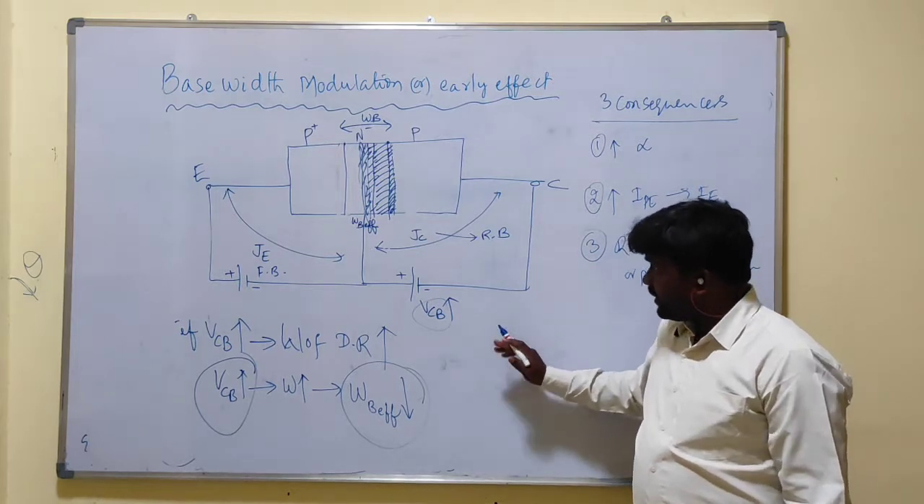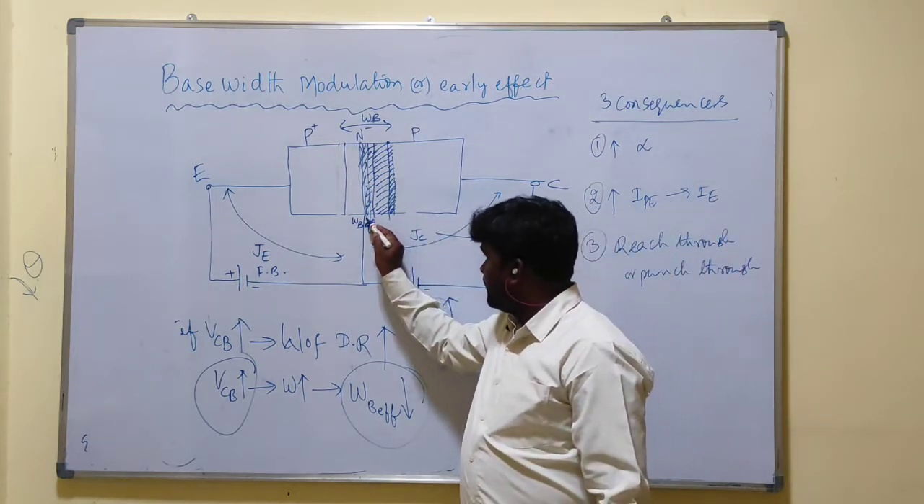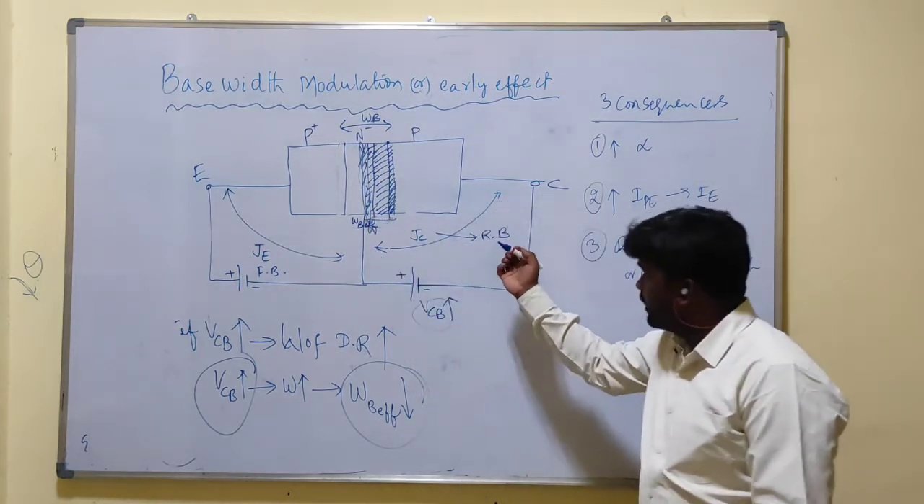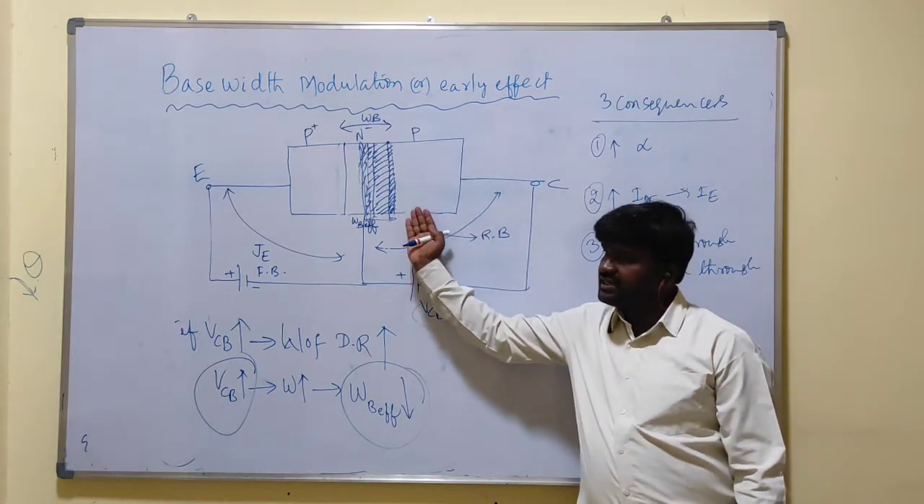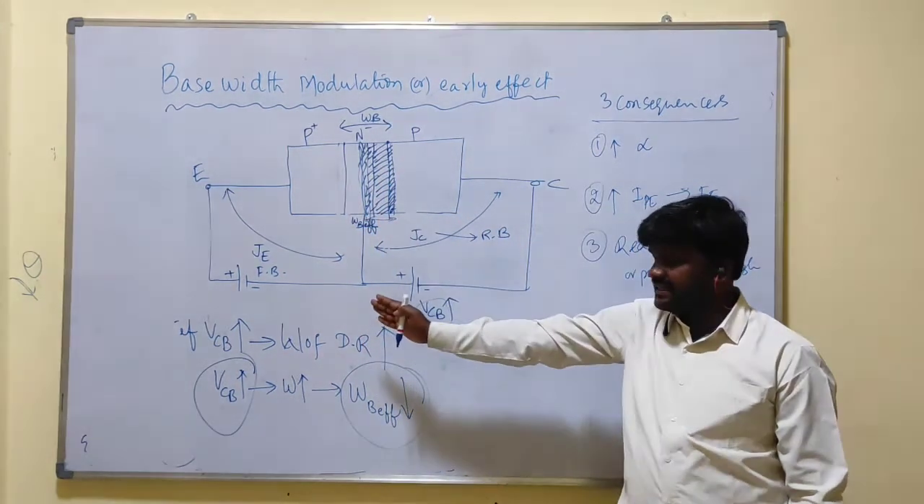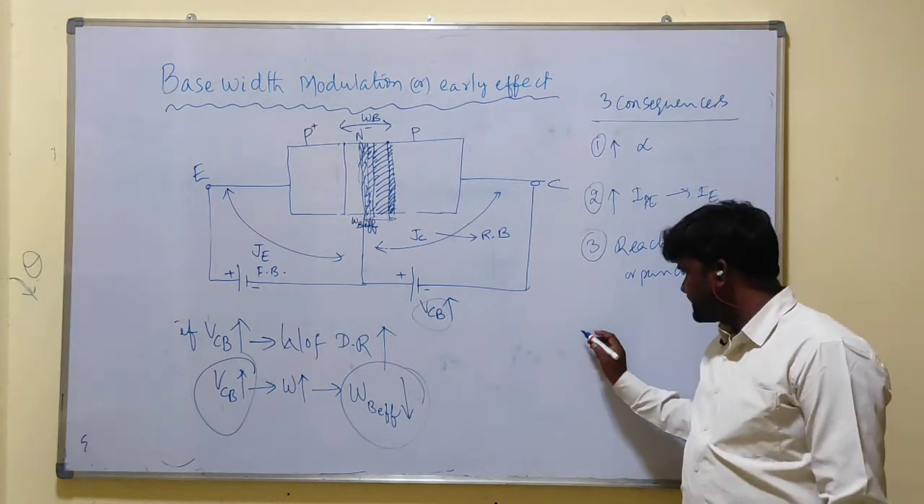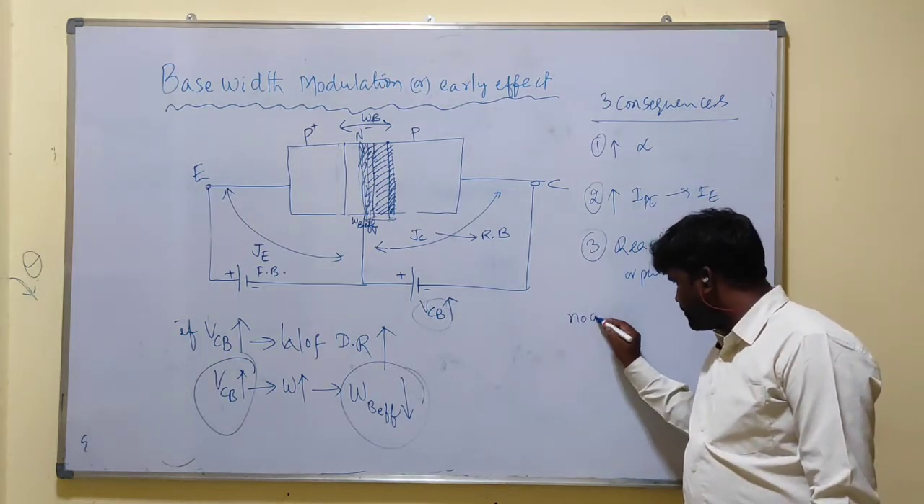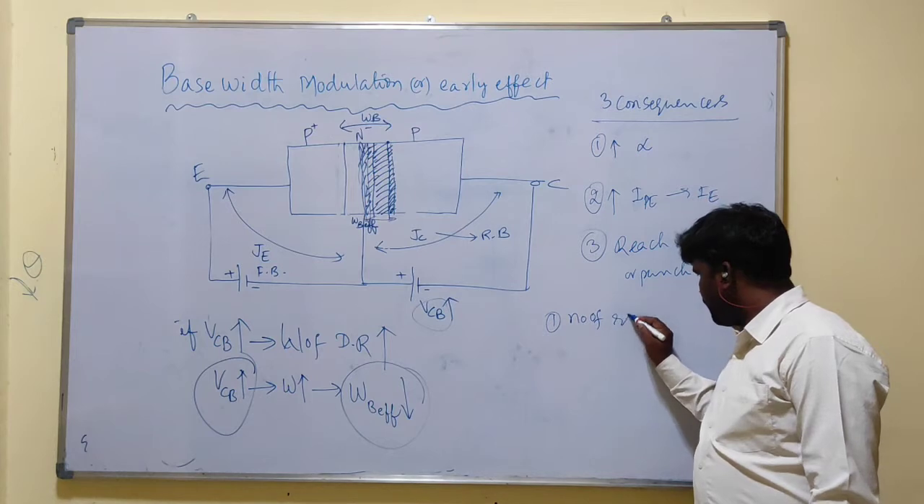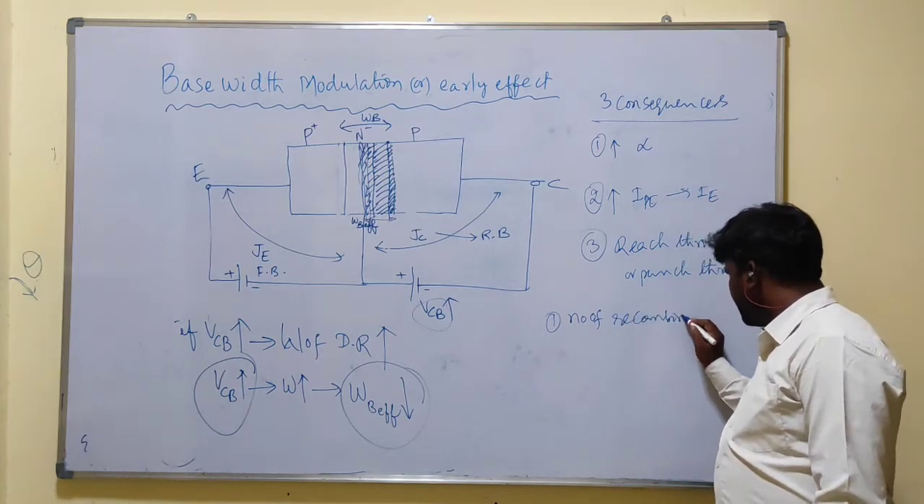Now, if the width of the depletion region increases, it means the effective base width decreases. As the effective base width decreases, the number of recombinations decreases.